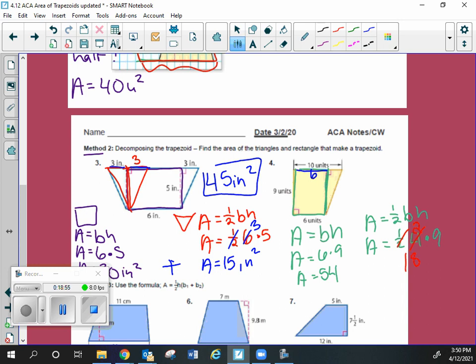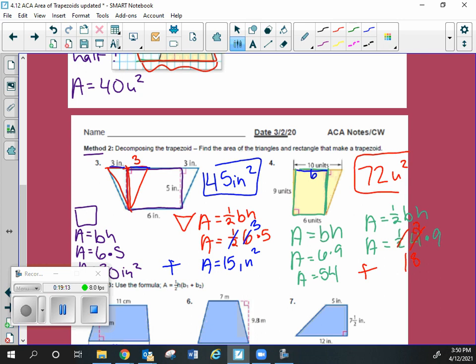What do I still need to do? Add them together. When I add them, I get 72 units squared. Love it, units squared. Yes, sir. Can it be decimals? You can't like the answer.